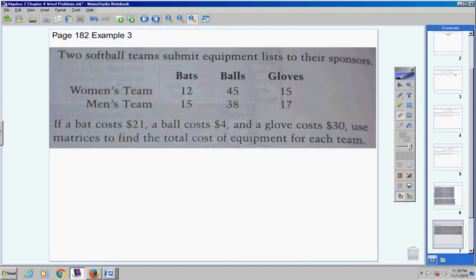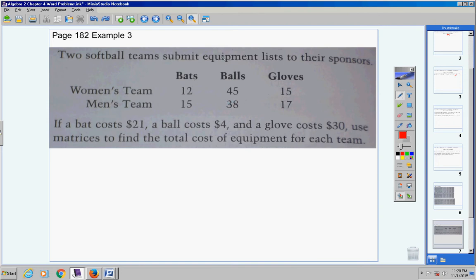So here we go. I would write down your notes, page 182, example number 3, and then I would copy this down right here probably. And then maybe the cost of the bats and the baseballs and the gloves. Okay, so two softball teams, one is a women's team and one is a men's team. And they show you how much equipment each team needs.